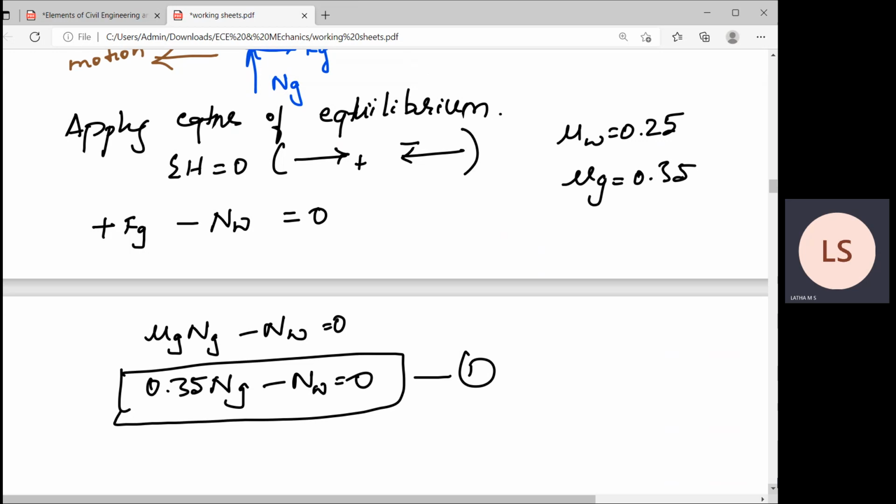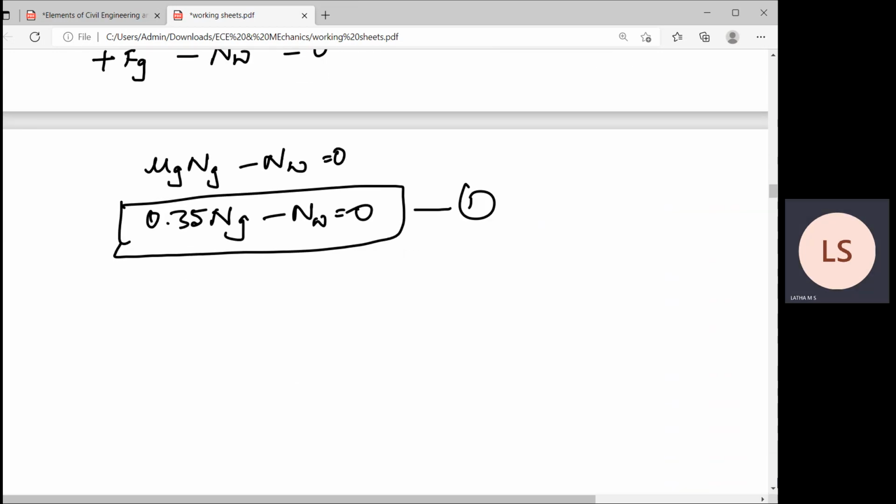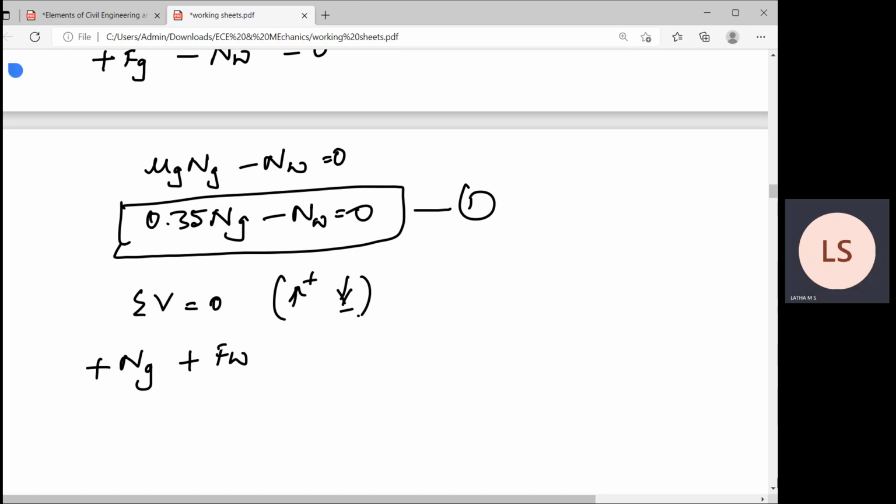Further, I can apply the next equation of equilibrium, sigma V equal to 0, plus upwards and minus downwards, right? If I remember, I am correct. NG plus, then you find plus FW, correct?